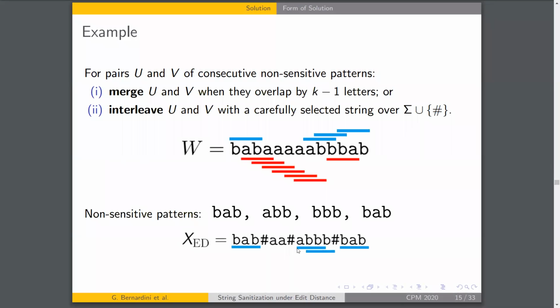then here between the second and third pattern, they overlap by 2 letters, so we can merge them. And then for the third and fourth pattern, we cannot merge them because the third pattern ends in BB and the fourth pattern starts with BA. So therefore we have to interleave it with a string and we choose a single hash.